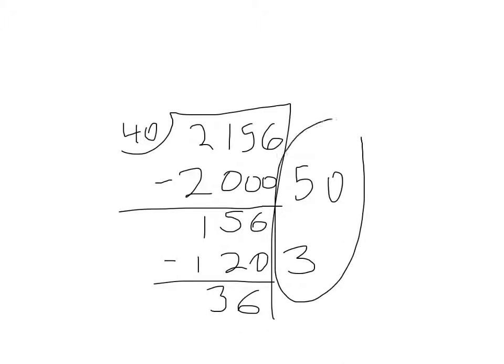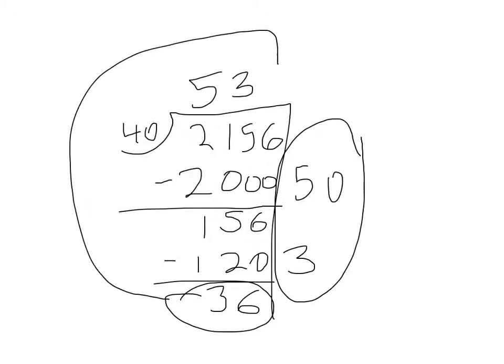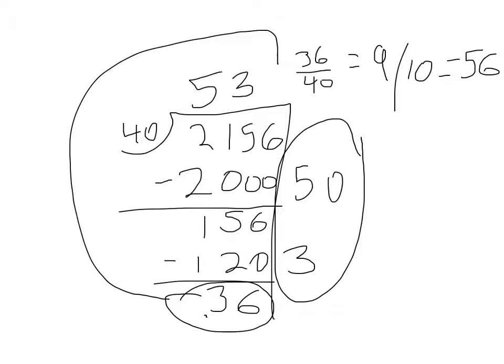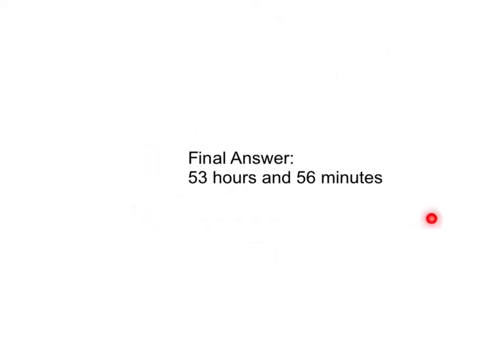50 plus 3 is 53. Now, for 36, I'll take it up here. And now I know 36 by 40. And I know that equals 9/10. 9/10 is the same as 56 minutes. So my final answer is 53 hours and 56 minutes.